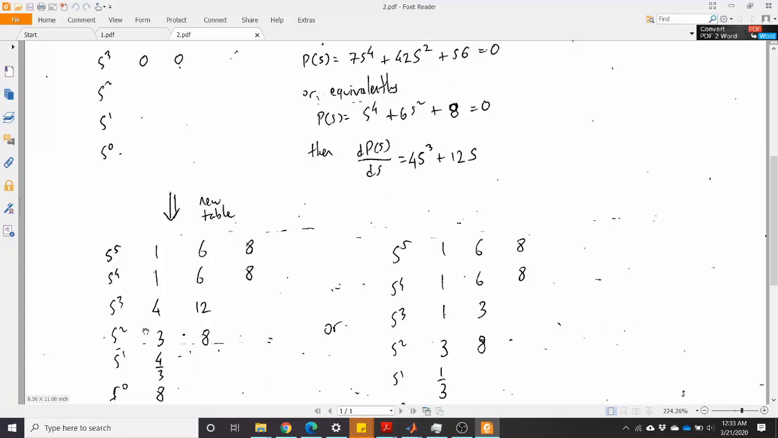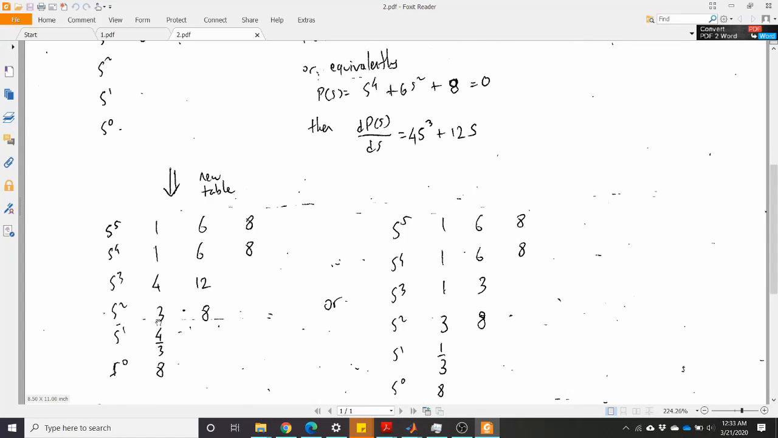Next, we compute the coefficient on the s squared. This can be done by multiplying 4 and 6. 4 times 6 is 24, minus 1 times 12 is 12, divided by 4 is 3. Or since we can multiply any row with a non-zero coefficient, let's multiply this with 1 over 4. It's equivalent to 1 and 3, right? So again, we multiply 1 and 6, minus 1 times 3 is 3, divided by 1 is 3. We do the same and get 8, also 8.